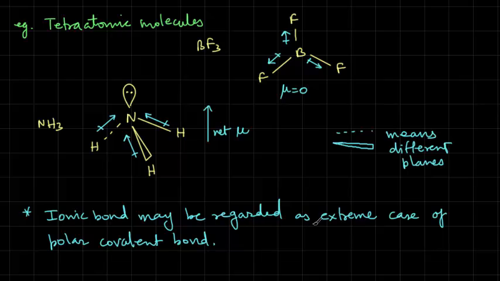Ionic bond can be regarded as an extreme case of polar covalent bond. Just like we could say that a polar covalent bond is a partially ionic bond, we can also say an ionic bond is an extreme polar covalent bond. So in the extreme case, the electron will be completely taken up by the more electronegative atom.